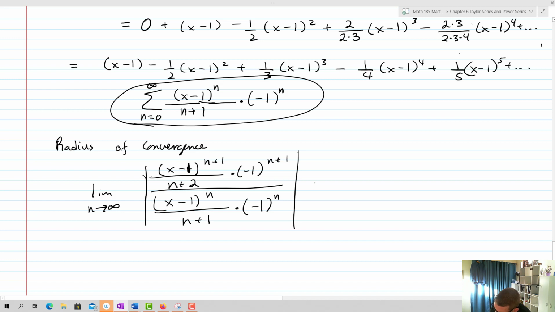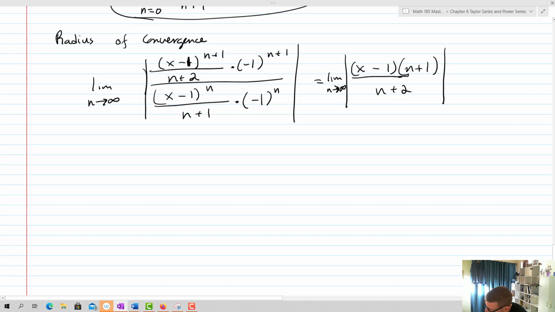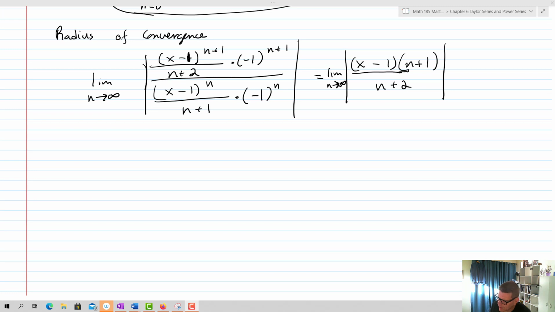Okay? So at the top, we're going to end up with x minus 1, or in absolute value, we'll look at x minus 1 times n plus 1 divided by n plus 2. And then we'll take the limit as n approaches infinity of that. Okay? This is then going to equal x minus 1, right?